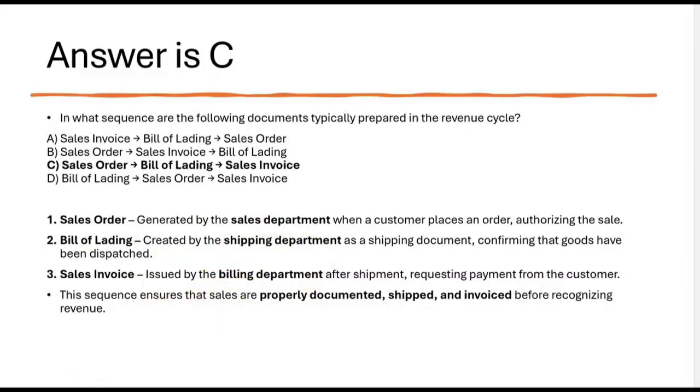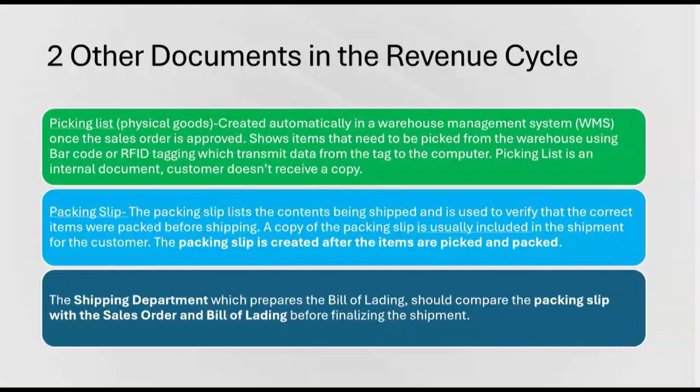And the question asked, in what sequence are the following documents typically prepared in the revenue cycle? And the answer is sales order first, then bill of lading, followed by the sales invoice. Now there's two other documents in the revenue cycle that you might see tested. One is the picking list, and the next one is the packing slip. And while it's more likely to appear as a wrong answer choice, you've got to know what it means so you don't choose it.